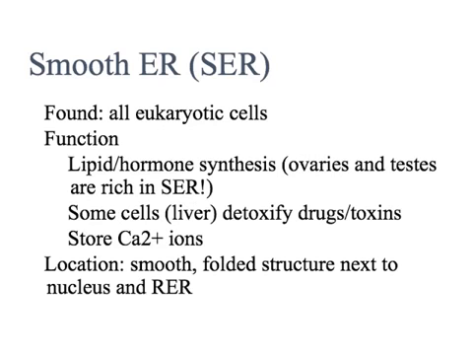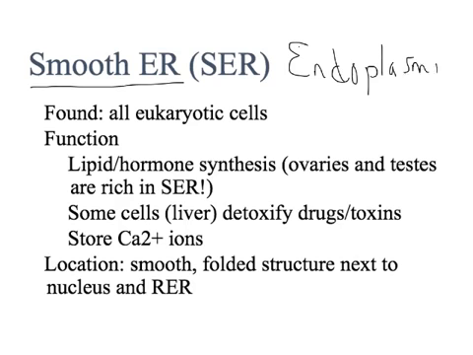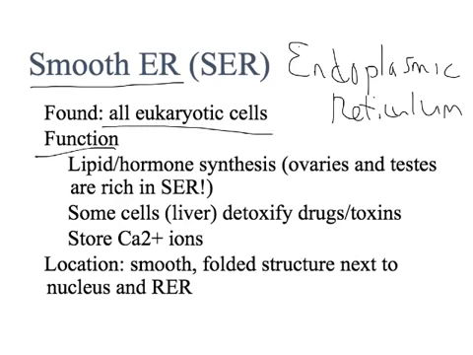Okay, so the first organelle in the endomembrane system is the smooth ER, which stands for smooth endoplasmic reticulum. Let me write that down. The smooth ER is found in all eukaryotic cells, and it has tons of functions, okay? The smooth ER is where lipids and hormones are synthesized, so where they're made.